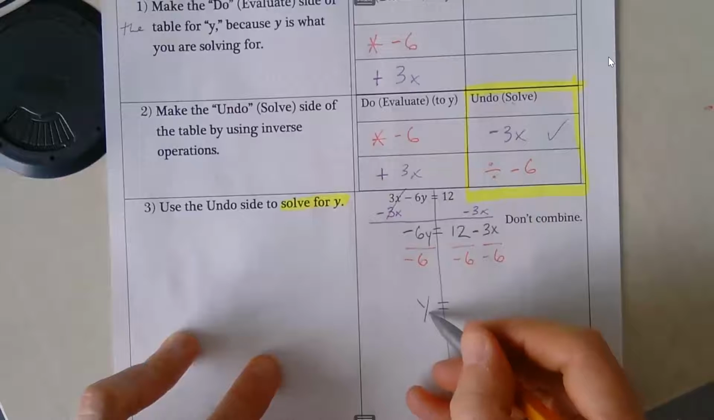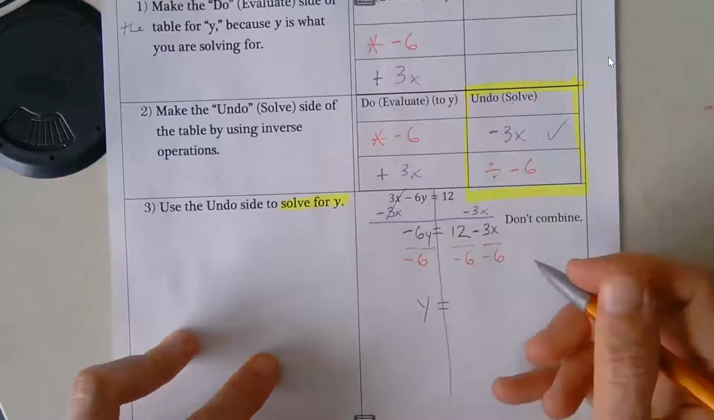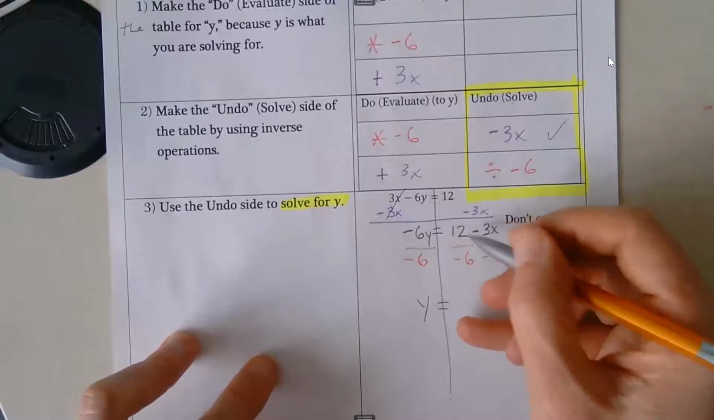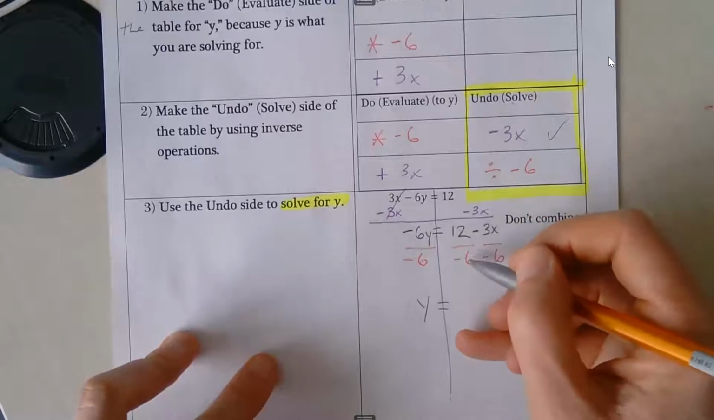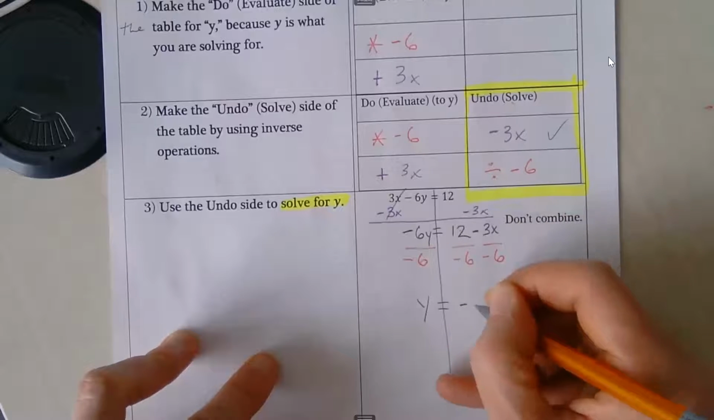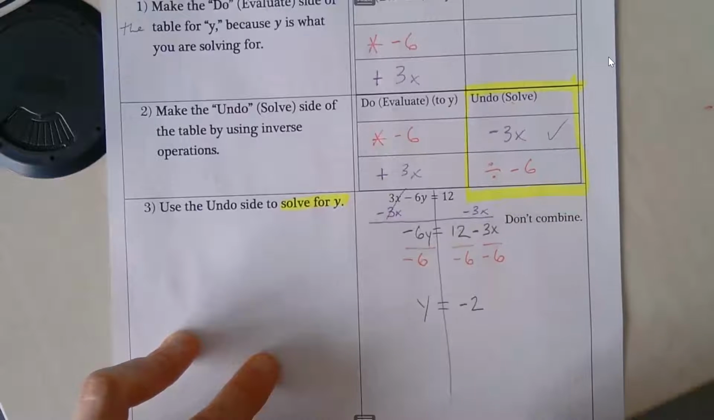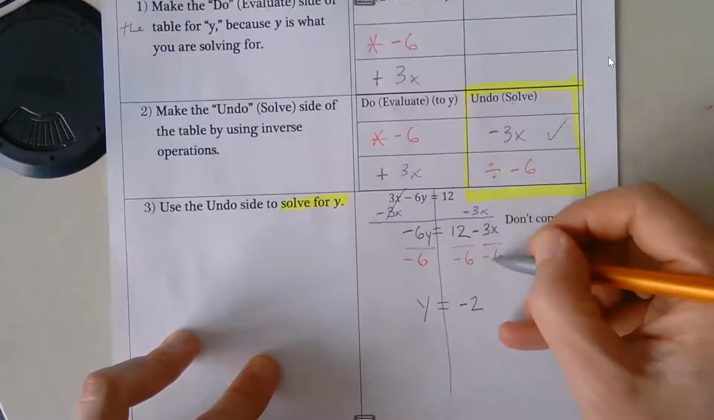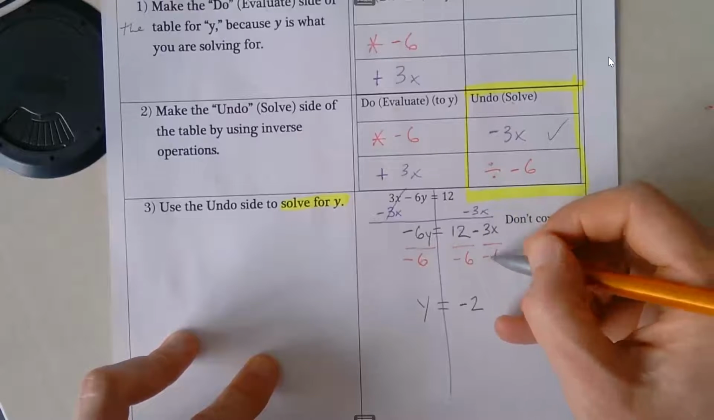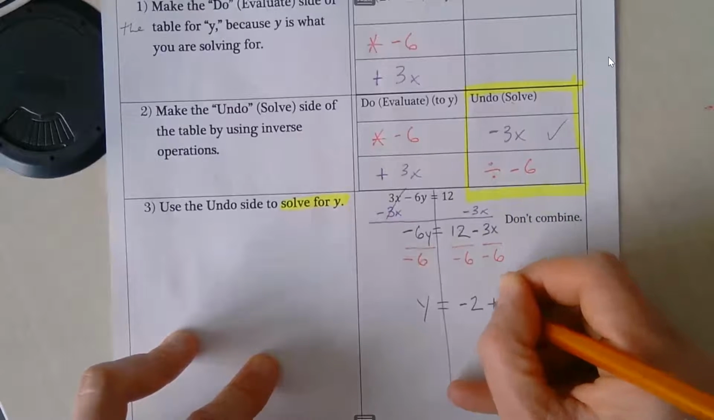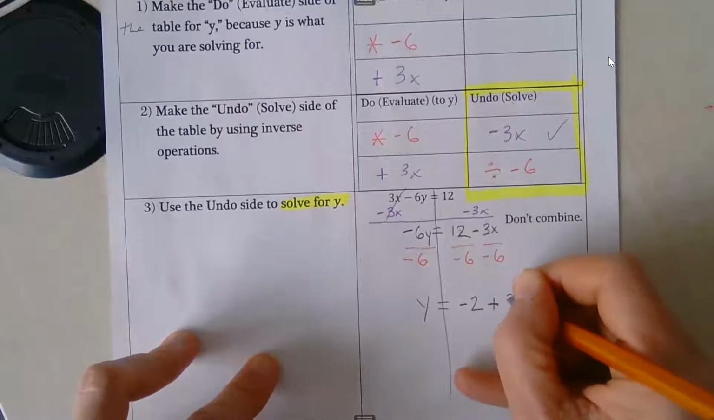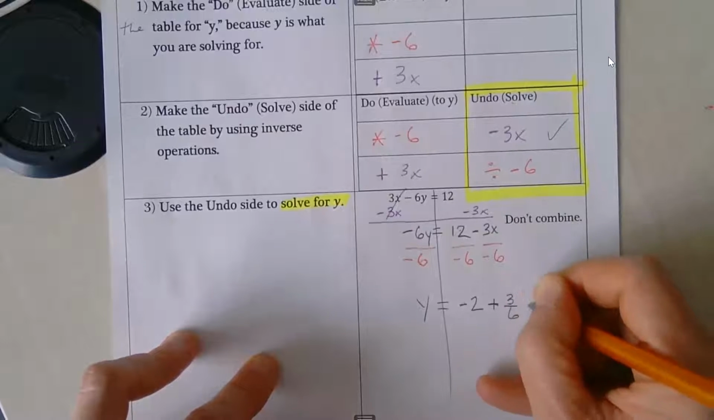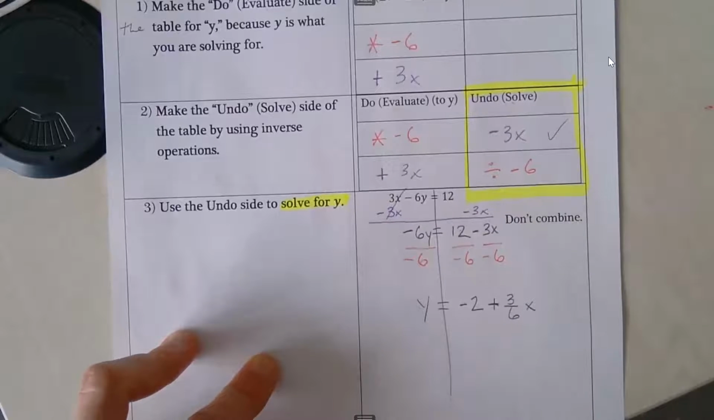We got y by itself. And let's see what we have here. 12 divided by -6, positive divided by negative is -2. And then -3x divided by -6. Negative divided by negative is positive. And this is 3/6 multiplied by x.